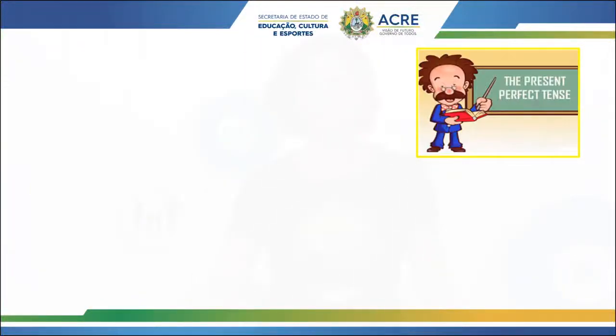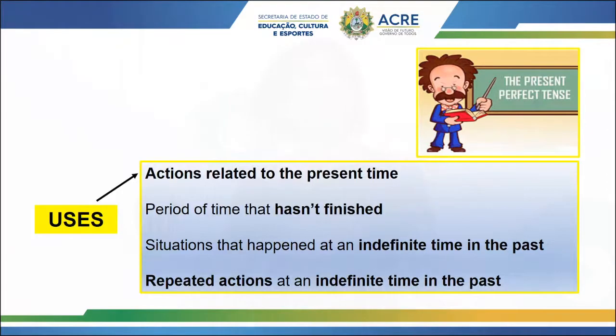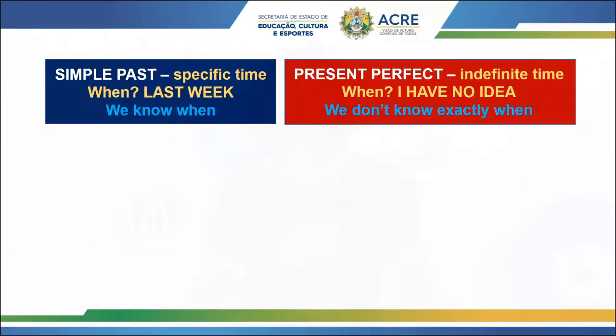The present perfect tense uses actions related to the present time, period of time that hasn't finished, situations that happened at an indefinite time in the past, repeated actions at an indefinite time in the past. As we can see, the present perfect happens in the past, but simple past and present perfect are different. Simple past has specific time, present perfect has indefinite time.